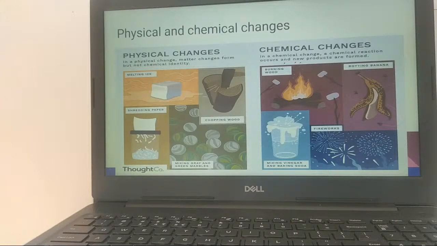Another example is the fireworks, which you are well aware of. During Diwali, you are using the crackers. When it is lit, it shows transformation. So many gases are formed in that. So there is a chemical change which is taking place, and that is forming a new substance.